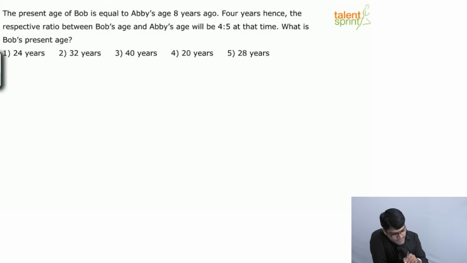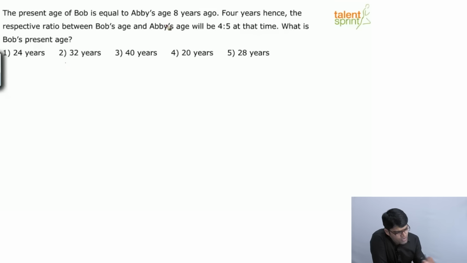Look at it. What does it say? The present age of Bob is equal to Abby's age 8 years ago. 4 years hence, the respective ratio between Bob's age and Abby's age will be 4:5 at that time. What is Bob's present age? So basically a simple question, right? You have been given 2 statements in English language which you have to convert to mathematical equations. Solve those 2 equations for the 2 unknown values and mark the required answer.